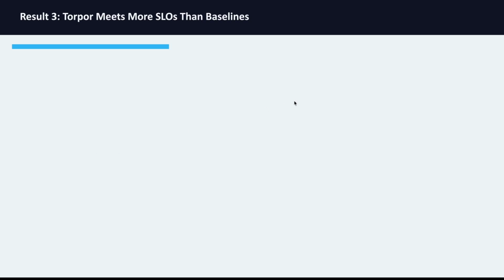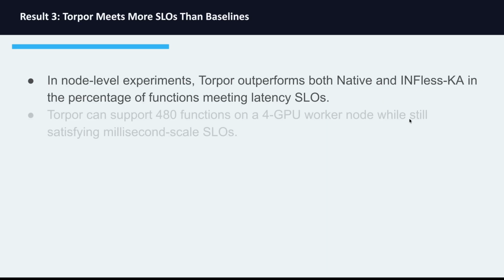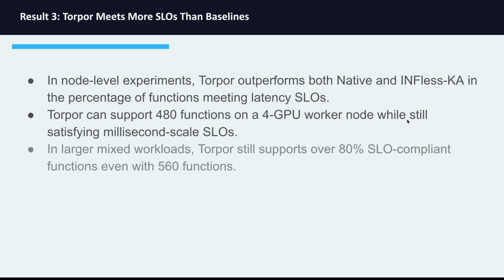The next part is their third result, where Torpor meets more SLOs than baseline. So in node-level experiments, Torpor outperforms both native and INFless KA in the percentage of functions meeting latency SLOs. Torpor can support 480 functions on a 4 GPU worker node while still satisfying millisecond scale SLOs. In larger mixed workloads, Torpor still supports over 80% SLO compliant functions, even with 560 functions.